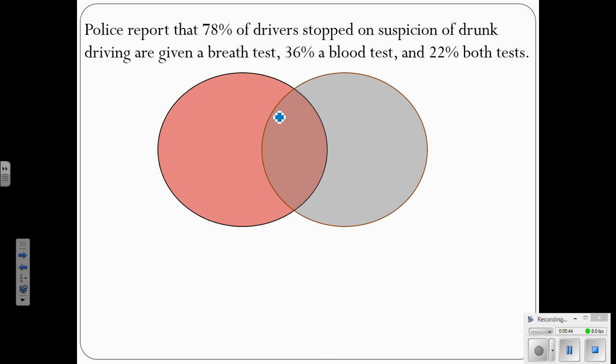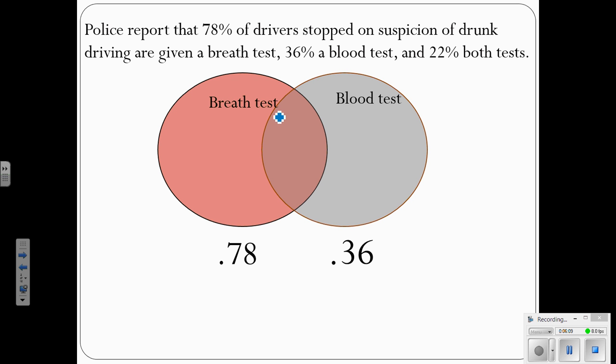Now, how we're going to use some of these conditional probabilities. There's a police report that says 78% of drivers stopped on suspicion of drunk driving are given a breath test, 36% get a blood test, and 22% get both. One of the ways we can start to organize this data, because there's overlap, is a Venn diagram. Let's call event A breath test, event B blood test. So 78% are going to fall into breath test, 36% into blood test.